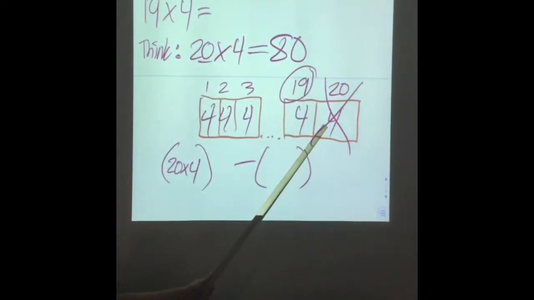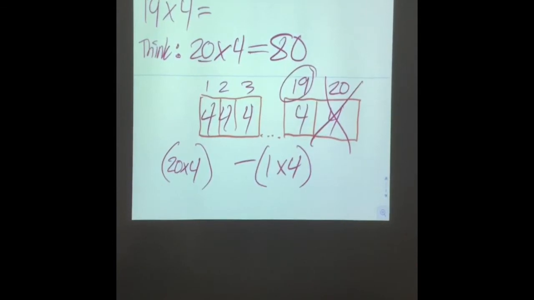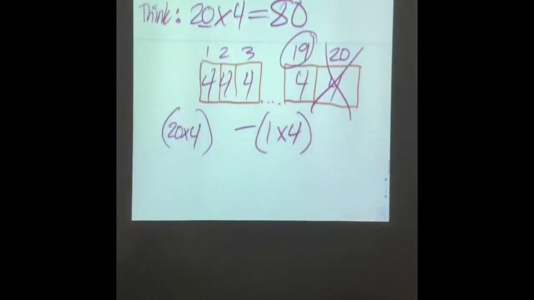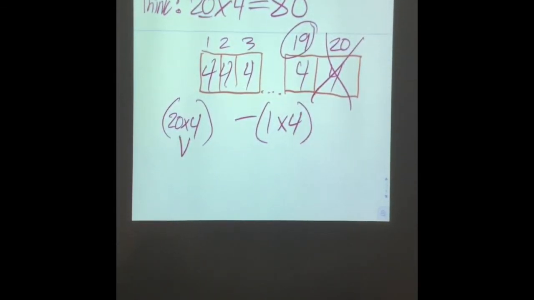And then what do we put in here? Well, the numbers inside our boxes are 4, so I'll put that over here. And how many boxes do I want to get rid of? 1. So I put that in here. Does that make sense? Yeah. So now I'm going to say 20 times 4 is 80. We're subtracting, bringing that down. And 1 times 4 is?